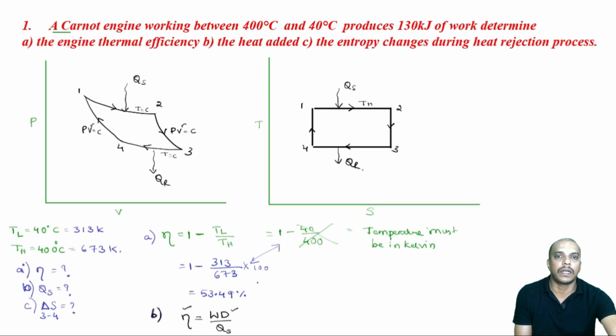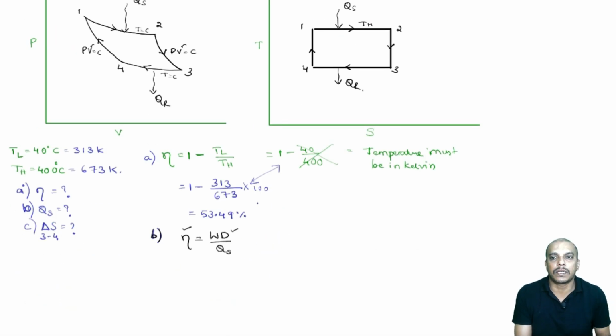I think we missed that data. It was given here: produces 130 kilojoule of work. So, work done is given. I mean, work transfer is given. So, work transfer is 130 kilojoules. So, since work done is known to us now, we can find out the heat supplied.